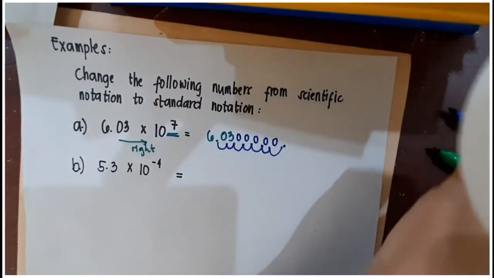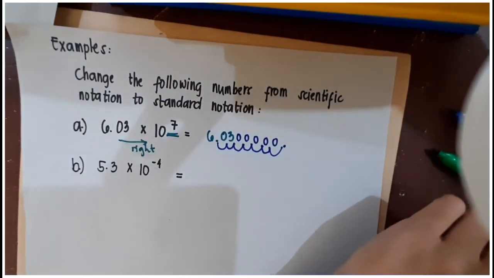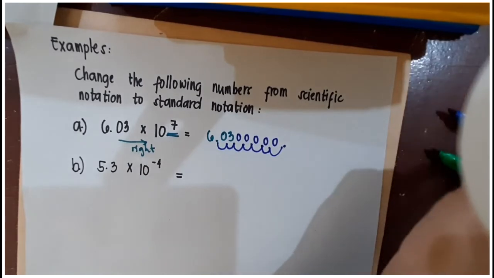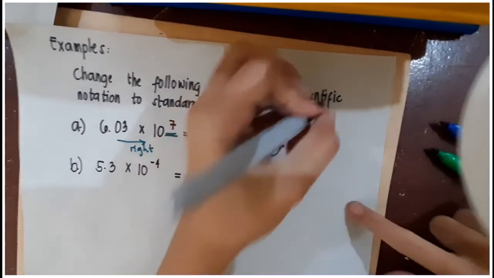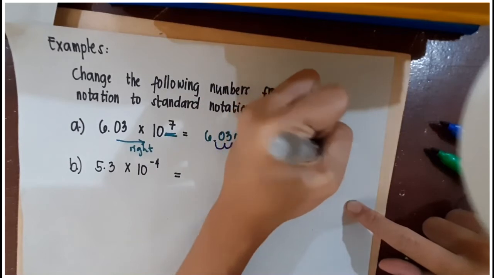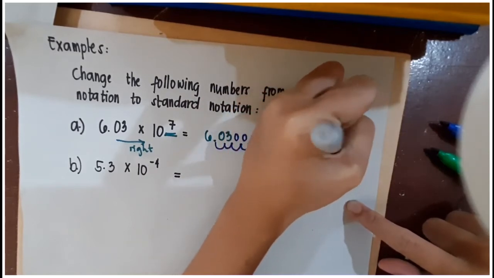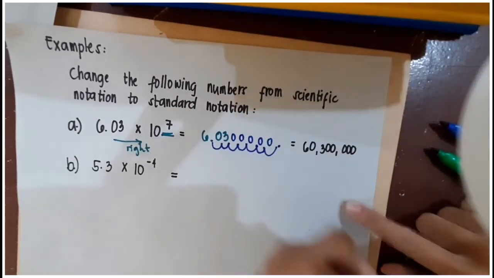Okay, so this is now your standard notation. So that is actually equivalent to 60,300,000.